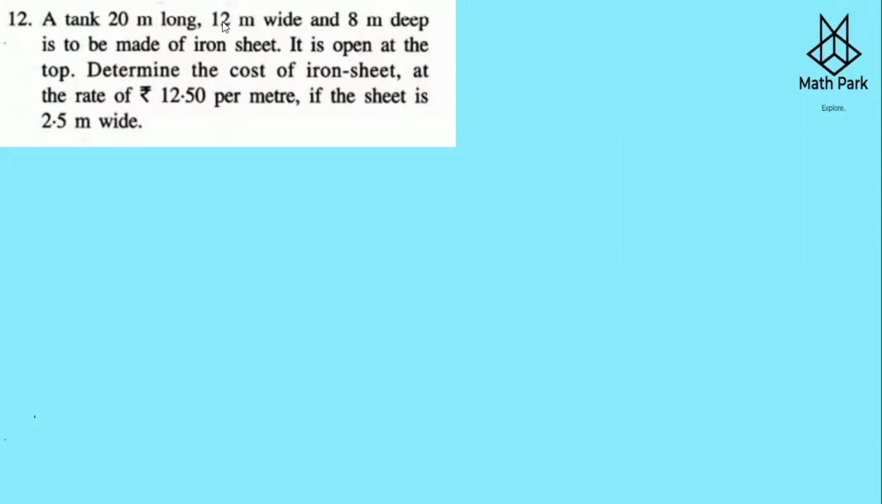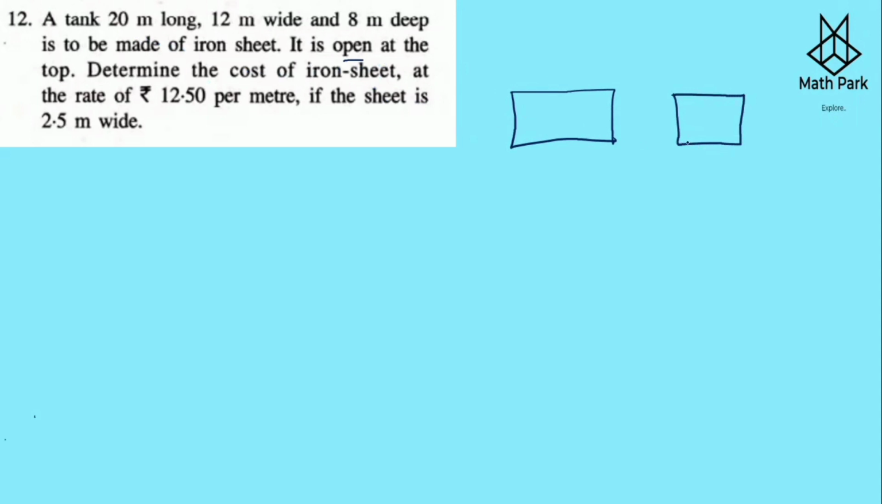A tank 20 meters long, 12 meters wide, and 8 meters deep is to be made of iron sheet. So there is an iron sheet, and from this iron sheet, a tank is to be made. It is open at the top. So we just know the length, breadth, and height.